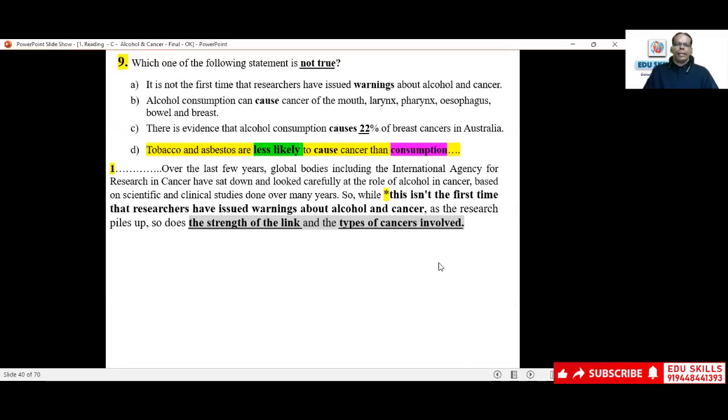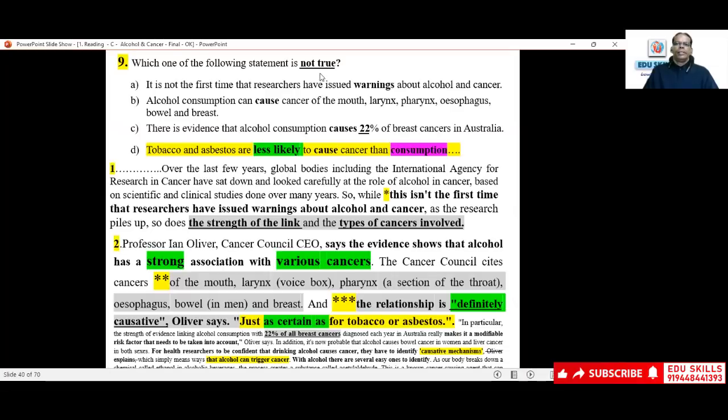Okay, I'll be explaining that. Yes. See, to make it more readable, I'm putting it in another way. So which is not true. See here. Yes, all these facts are given, definitely positive, just as certain as for tobacco or as asbestos. Just as certain as for, so it's just telling that like tobacco and asbestos, alcohol also will cause cancer. So this has no meaning here. It's not a complete sentence at all.